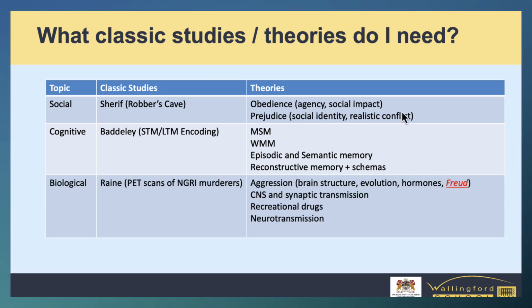For biological, it's Raine for your classic study, so that's PET scans of NGRI murderers. And for the theories, you've got the aggression theories, so brain structure, evolution, and hormones. I've put Freud in red italics underlined because I want you to remember he's not a biological theory, so you can use him as an alternative or a counter argument. We've got the CNS and the process of synaptic transmission. We've got recreational drugs, and we've also got how neurotransmission or neurotransmitters work as well.